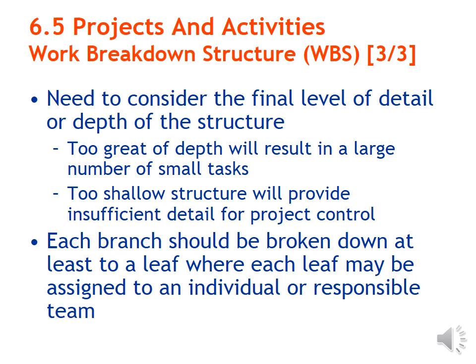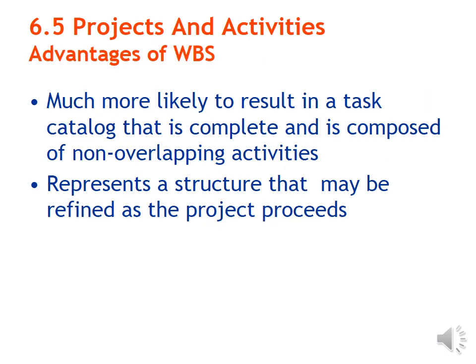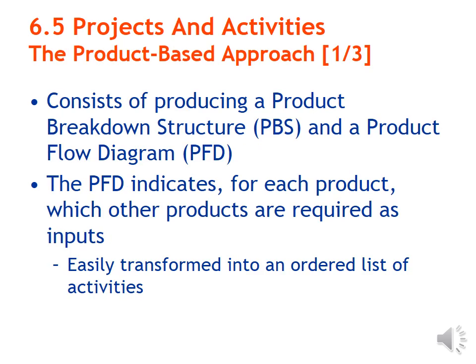Considering too great a depth will result in a large number of small tasks. Too shallow a structure will provide insufficient detail for project control. Each branch should break down at least to a leaf, where each leaf may be assigned to an individual responsibility. Advantages of a work breakdown structure: it is more likely to result in a task catalog that is complete and is composed of non-overlapping tasks. It represents a structure that may be referred to as a project tree.